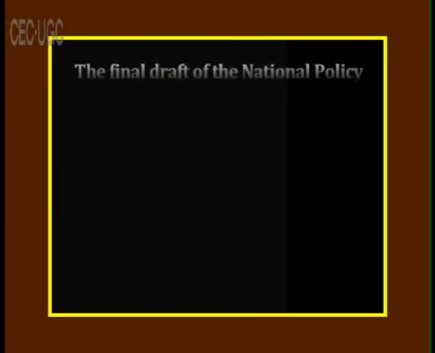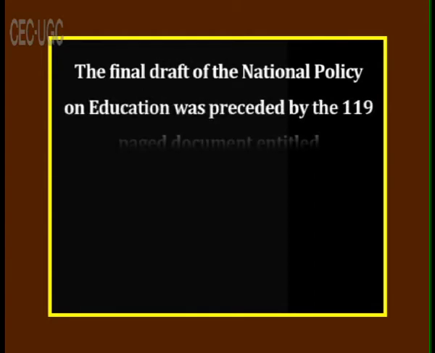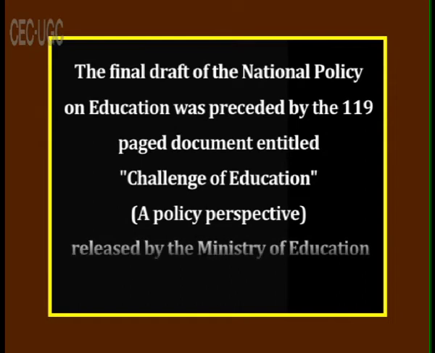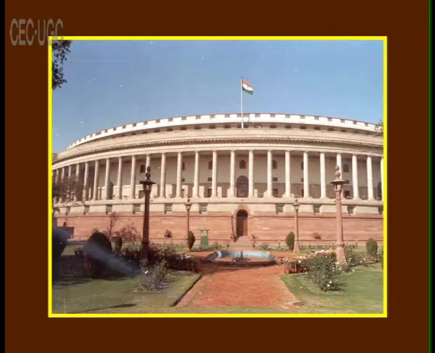The final draft of the National Policy on Education was preceded by the 119-page document entitled Challenge of Education, a Policy Perspective, released by the Ministry of Education in August 1985. National Policy on Education was passed by Lok Sabha on May 8th and Rajya Sabha on May 13th, 1986.